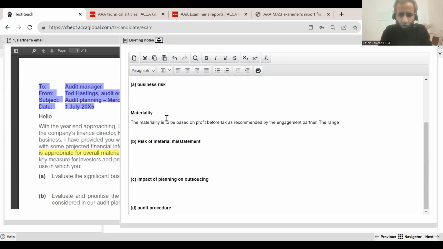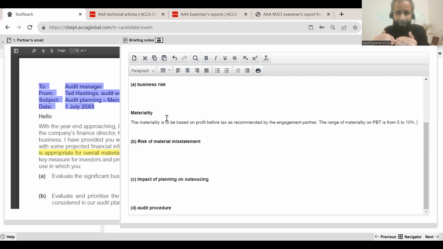The range of materiality on profit before tax is from 5 to 10%. And you all know that range, right? You should be familiar with the range of total assets, or the range of revenue, or the range of profit. So the range of materiality on profit is from 5 to 10%.